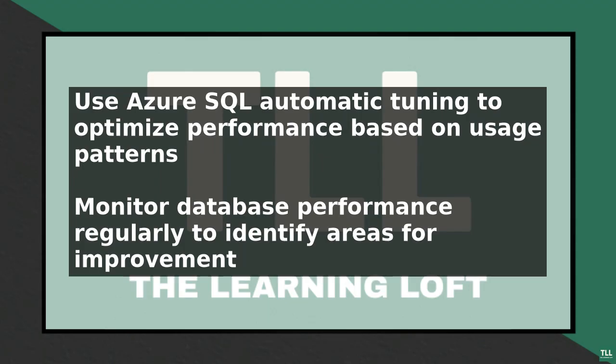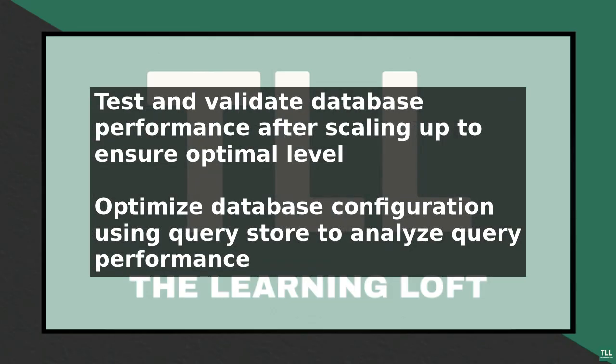Alternatively, you can use Azure SQL Automatic Tuning to optimize performance. This feature allows Azure to automatically adjust the performance level of your database based on usage patterns. Best practices for scaling Azure SQL up include monitoring database performance regularly, using Query Store to analyze query performance, and optimizing database configuration for better performance.